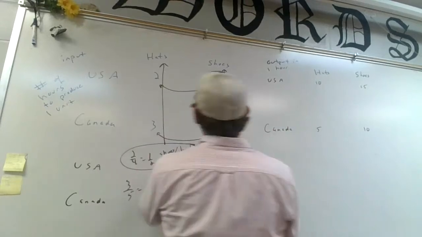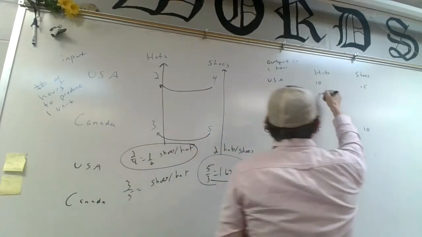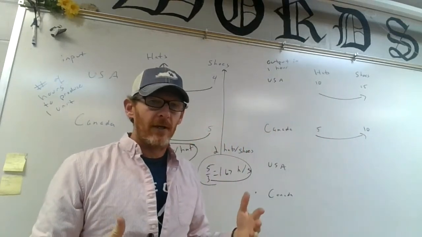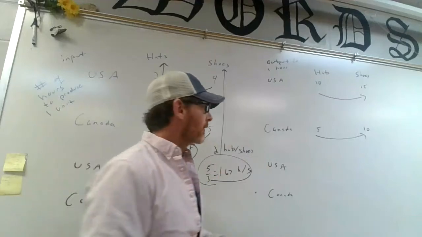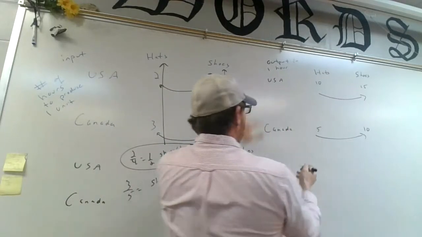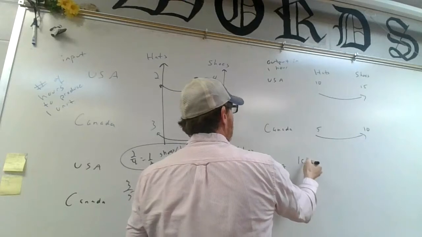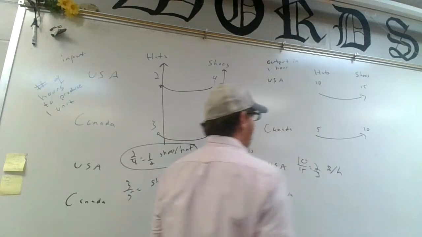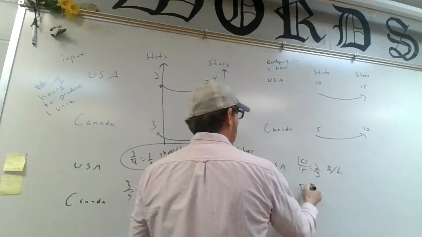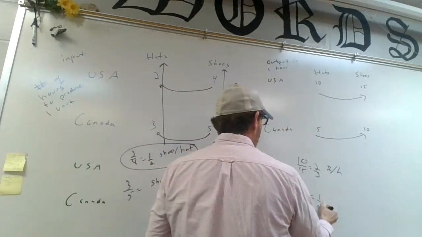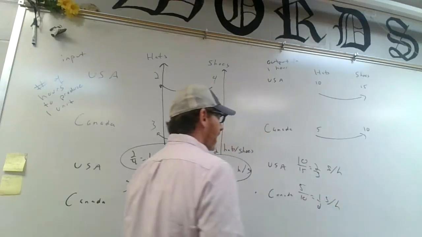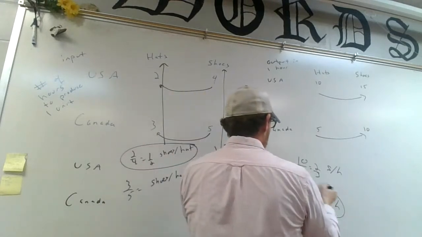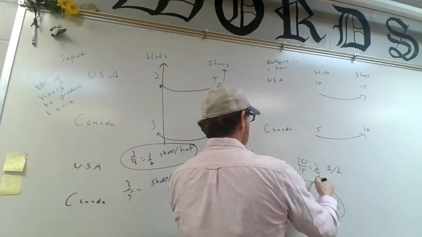So on this one, see here on the input we come in. On the output you go out. And again, for many of you, you can sort of look at this and tell. But if you want to be able to sort of measure it, again, this would be for America. This would be 10/15 or 2/3 of a shoe for every hat that we produce. And this for Canada would be 5/10 or 1/2 of a shoe for every hat. And you can see that 1/2 is smaller than 2/3. So Canada in this case is giving up the least amount of shoes to make a hat.